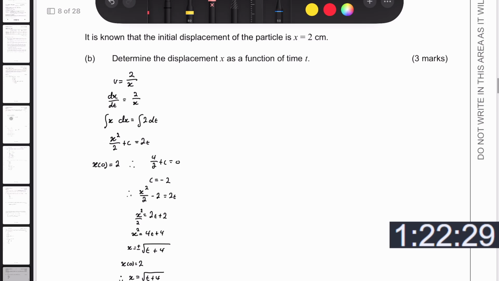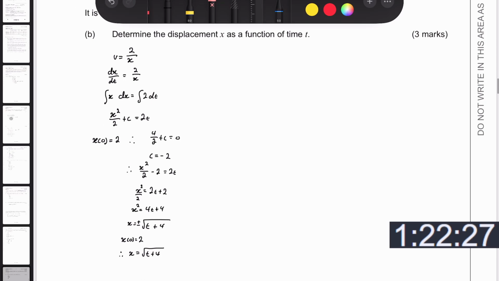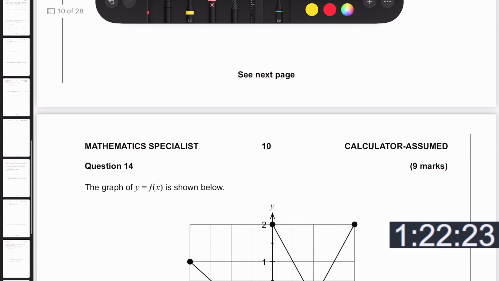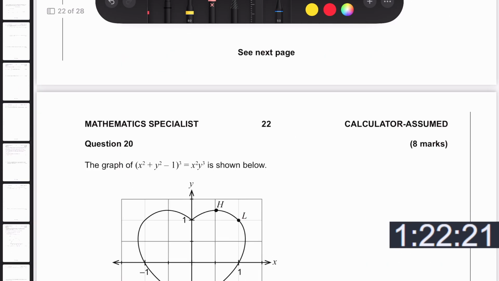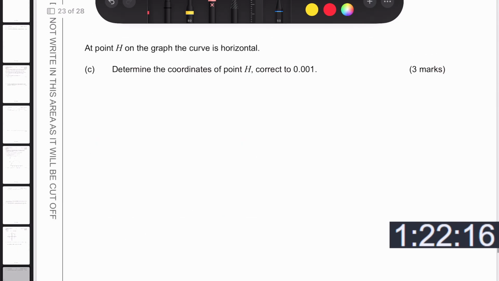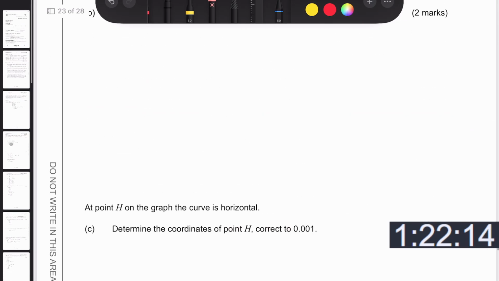Okie dokie. How many questions are there? Oh, the love heart, look at that. What the hell? That's cool. Jesus, 23 pages, alright.